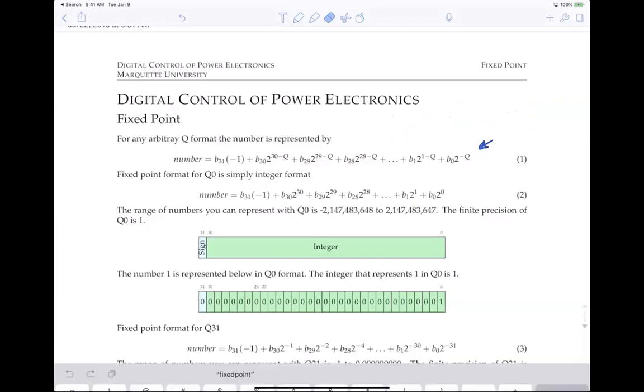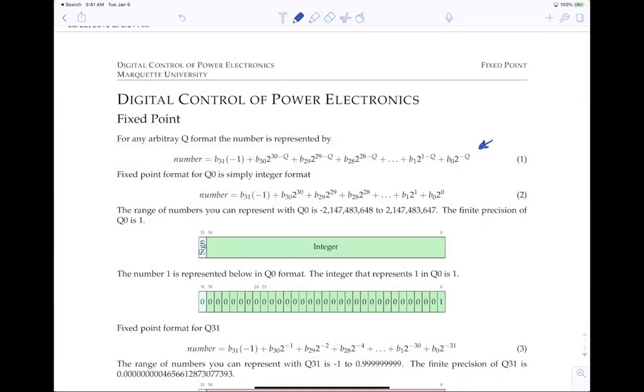I'll explain like this. Generally, it's written as X, Q, Y, for lack of a better notation, where X is some number, and so is Y. These two should sum up to one bit less than how many bits you have for your number. So you could have, for instance, 0Q31. What does this mean? It means you have 0 integer bits and 31 fractional bits.